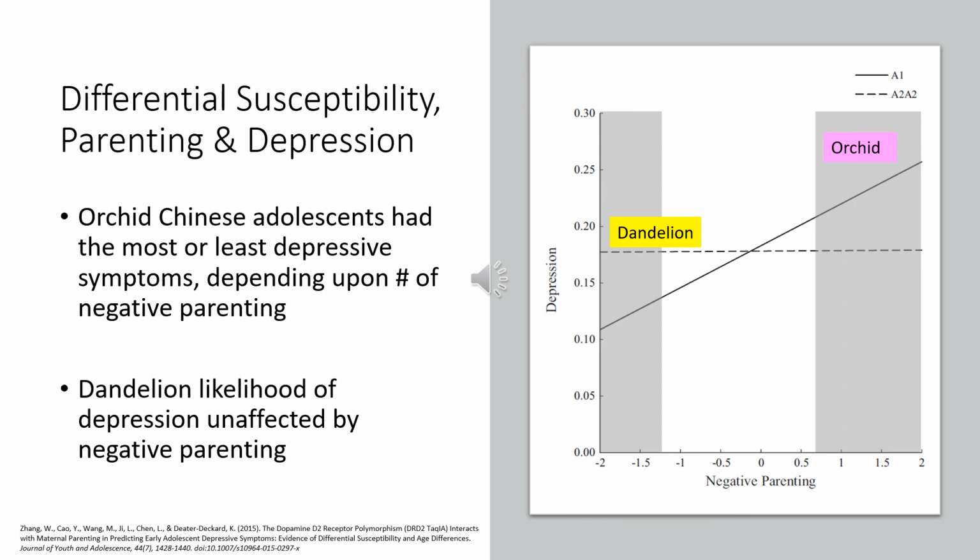Okay, so let's revisit differential susceptibility as related to depression and parenting again. What we can see here is that for the orchids who had more plasticity alleles, they had the most or least depression depending upon the amount of negative parenting that they experienced. If they had a lot of negative parenting, they had the highest rates of depression. If they had a lot of positive parenting, they had the lowest rates of depression. Whereas dandelions' level of depression was in the middle, more average, and was unaffected by whether their parenting was more negative or more positive.